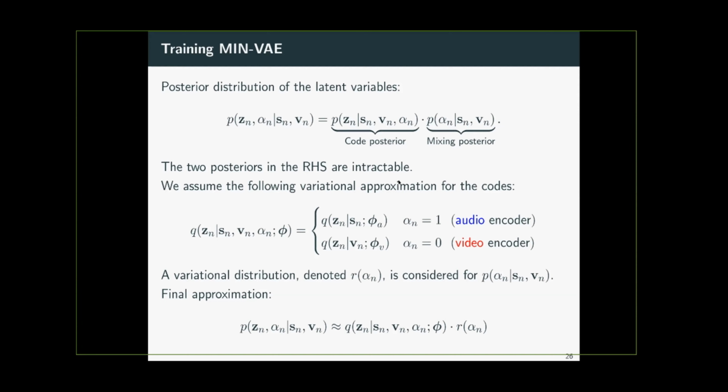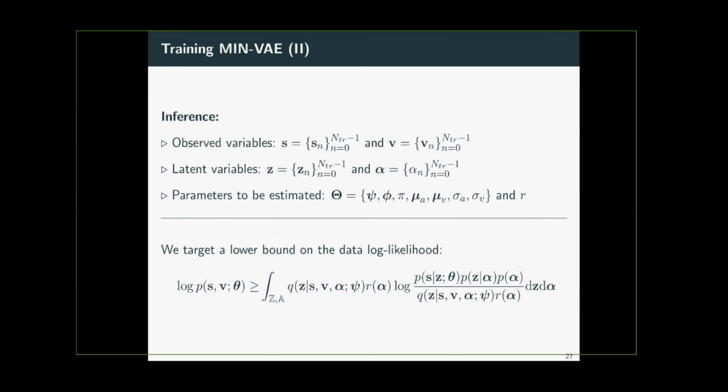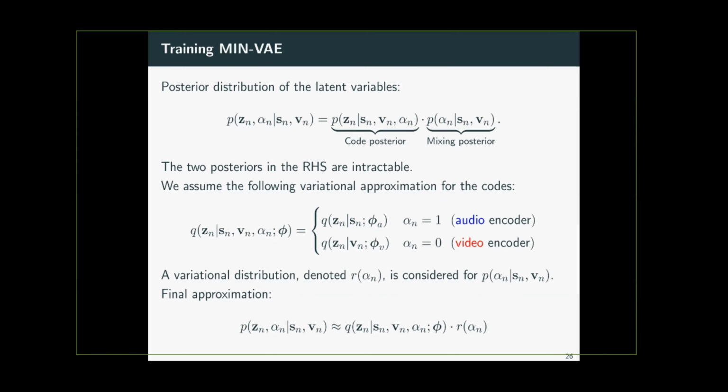And what we will do is say, okay, my posterior of the latent codes, if alpha n is equal to 1, so I come from audio, then I will approximate it with an audio encoder. And if I come from video, I will approximate it with a video encoder. So I have two encoder networks. And then I need an extra approximation for the posterior of alpha n. And this is another point in which I skip the details because it took us a lot of energy to do that. I will show that later.